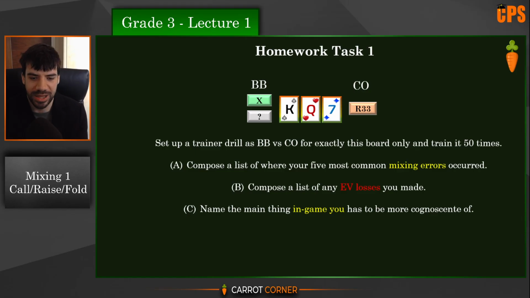And thirdly, name the thing the in-game version of you has to be more cognizant of. What is it you're doing wrong in-game? What are you constantly forgetting? What's the pattern here that you want to fix? I think this will be a useful task. Even if you don't do it 50 times, try and do it 20 times. Ideally do this a lot.